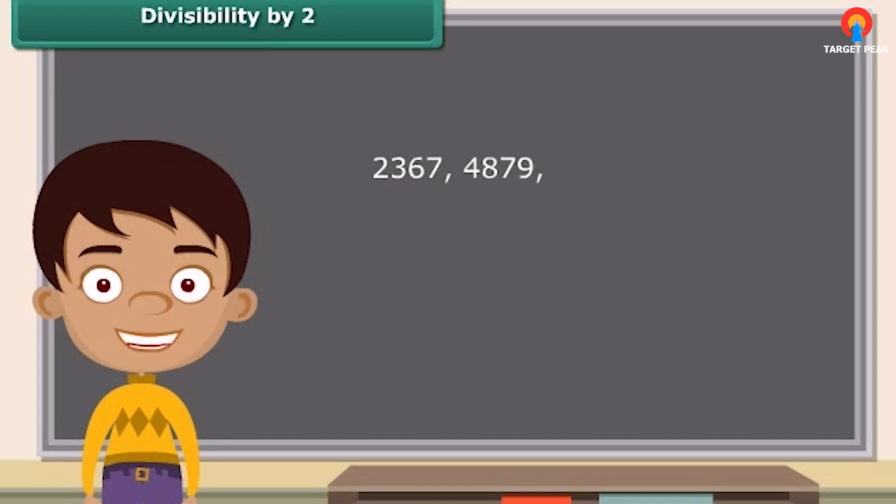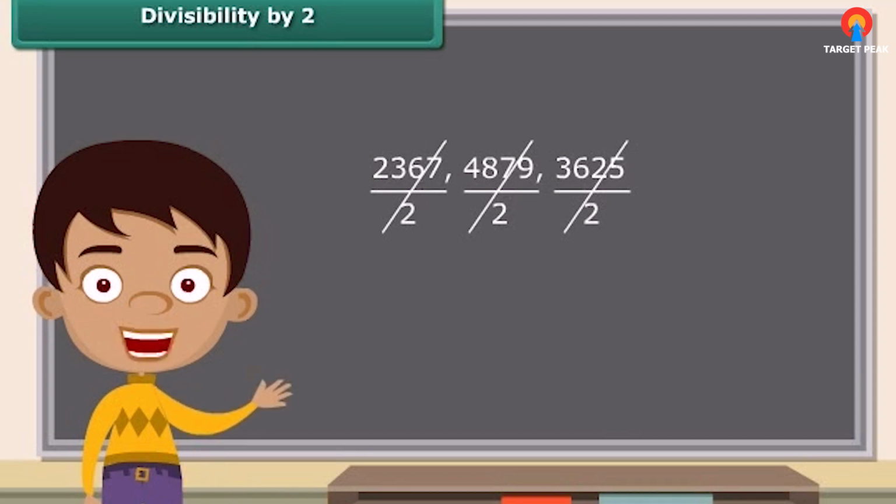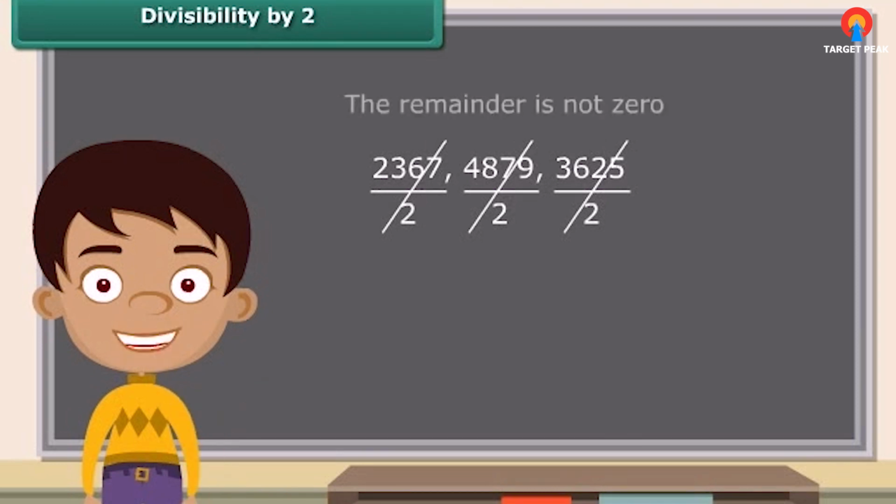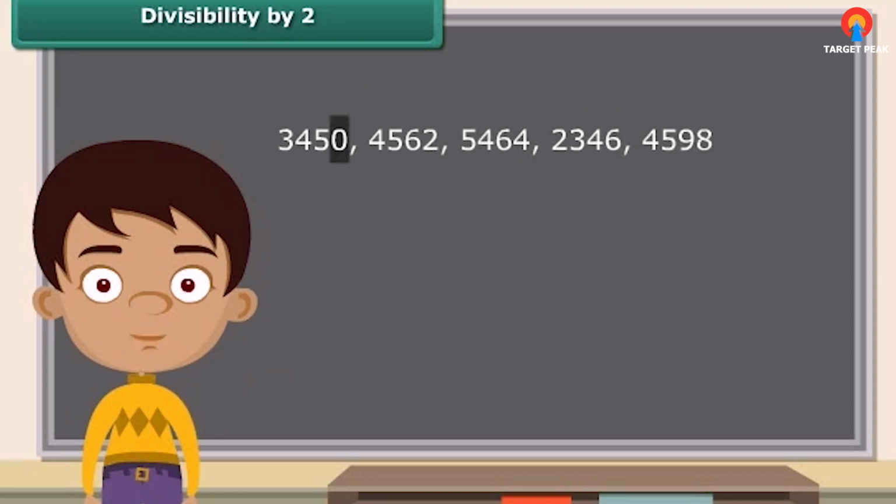He then picks up some numbers that do not end with 2, 4, 6, 8, or 0 and divides them by 2. Now he observes that all such numbers leave a remainder other than 0. Therefore, he concludes that a number is divisible by 2 if it has the digit 0, 2, 4, 6, or 8 in its ones place.